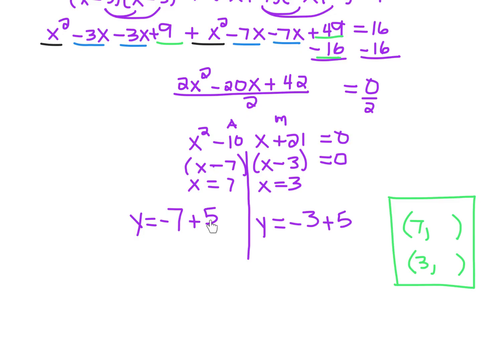All right, so negative 7 plus 5 is negative 2. So we get y equals negative 2. So that is the y value that corresponds with our x value of 7. So when x is 7, y is negative 2. And then over here, negative 3 plus 5 is positive 2. So that's the y value that corresponds with an x value of 3. So we have the coordinate 3, 2.